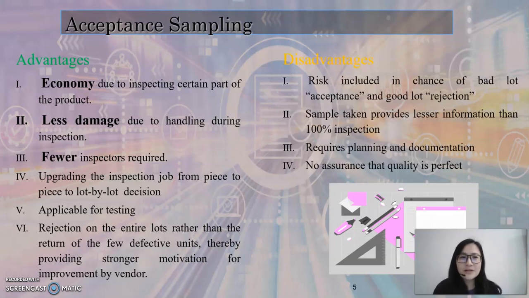They have the risk to include the chance of a bad lot accepted by the consumer, or the risk of a good lot rejected by the consumer. So they have the risk there. Sample taking provides less information than 100% checking, because you only pick a few samples from the lot, so you don't have the whole information about the lot. So if you require the full information about the lot, you better go for the 100% inspection level.